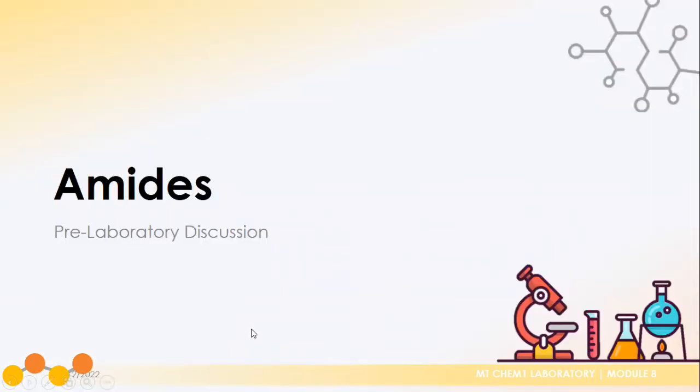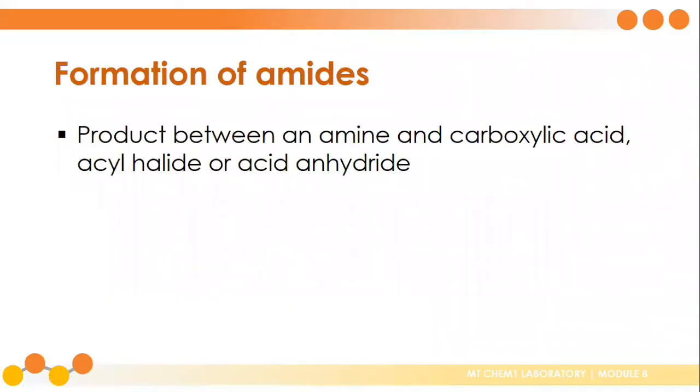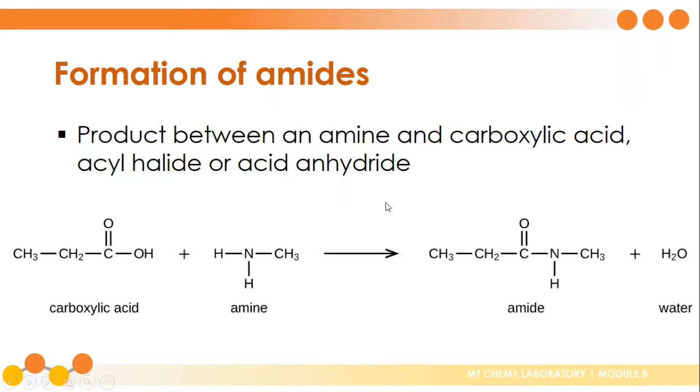Let's now proceed with amides. Amides, if you still remember, are considered derivatives of carboxylic acid. So amides are produced as a product between an amine and a carboxylic acid, an acyl halide, or an acid anhydride. If you combine a carboxylic acid with an amine, it will produce an amide and water. As you can see here, the difference between an amide and an amine is that an amide has a double bond O, which is from the parent carboxylic acid.